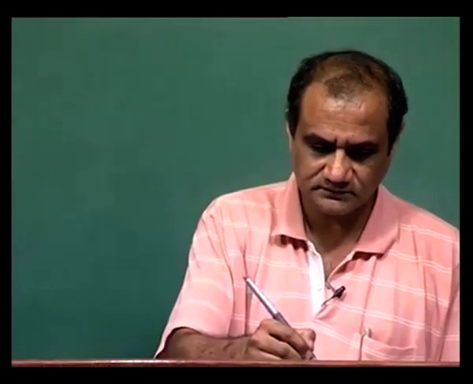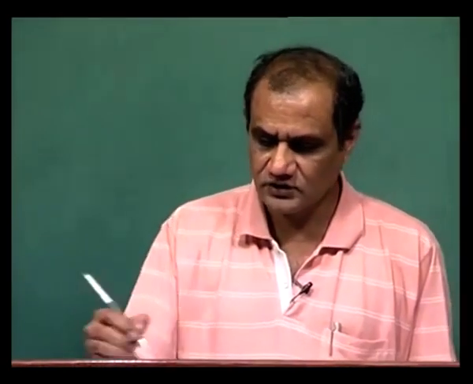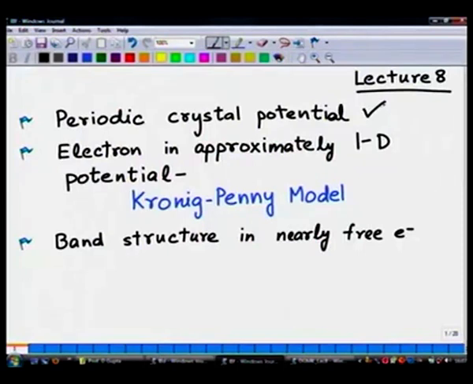So, what I am going to do is first show the nature of the periodic potential. I will assume the nature of the periodic potential in one dimension only, and use what is called the Kronig-Penny model. I will show the consequence of this one dimensional periodic potential so that physically we will understand what happens.